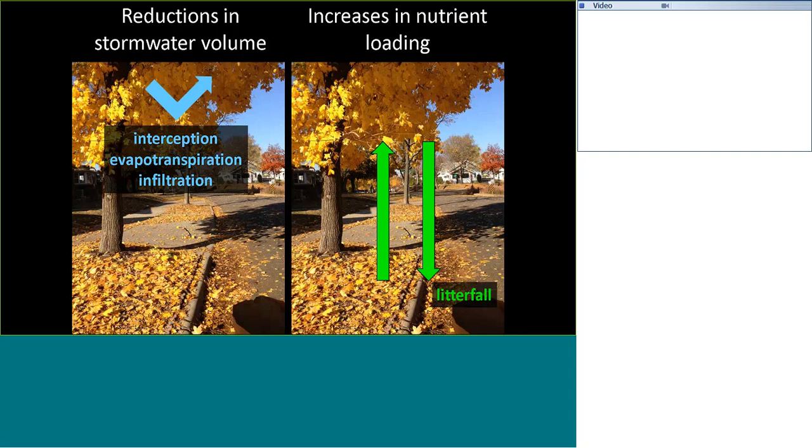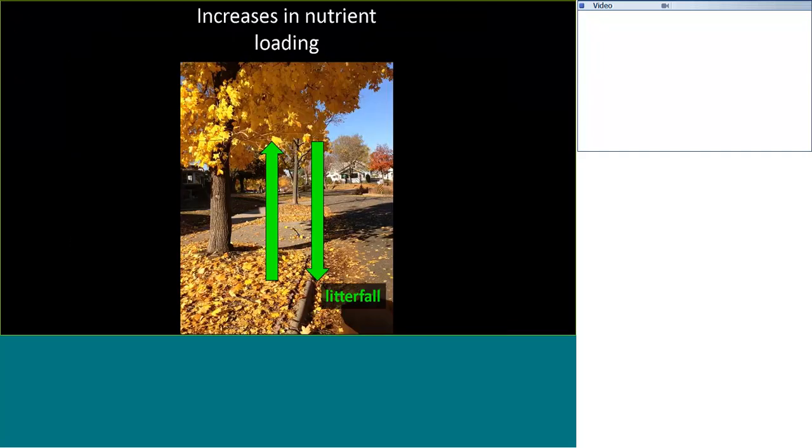There's a lot of interest in using trees as a part of green infrastructure to reduce stormwater volumes because trees can promote interception, evapotranspiration, and infiltration. But at the same time, trees can contribute nutrients to stormwater. And I think it's important to realize that even if increasing tree canopy cover reduces stormwater volume, you can actually increase the concentrations of nutrients in stormwater and your total loading can increase. And so I'm going to be talking about how trees can increase nutrient loading.